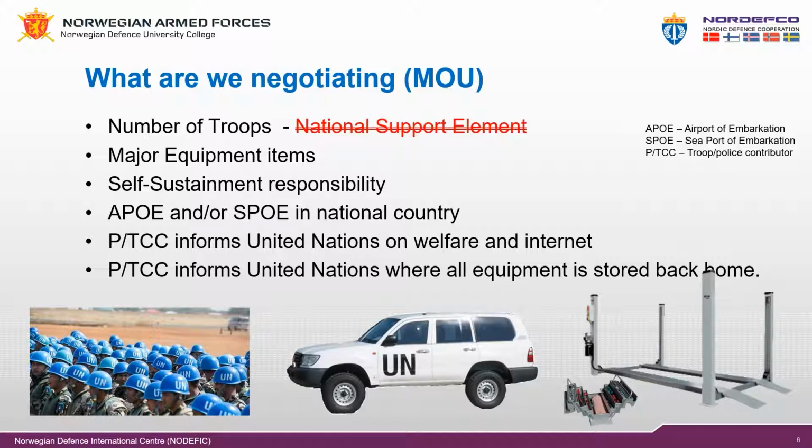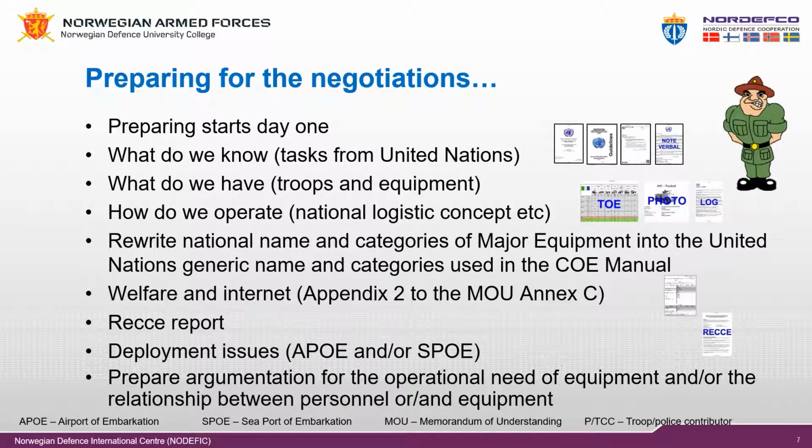The troop or police contributor has to fill out this appendix during the negotiations. For clarifying the starting point of the deployment, the troop or police contributor has to inform the United Nations regarding the agreed airport of embarkation and seaport of embarkation in the national country. The troop or police contributor also has to inform the United Nations where all major equipment and self-sustainment equipment is stored back home.